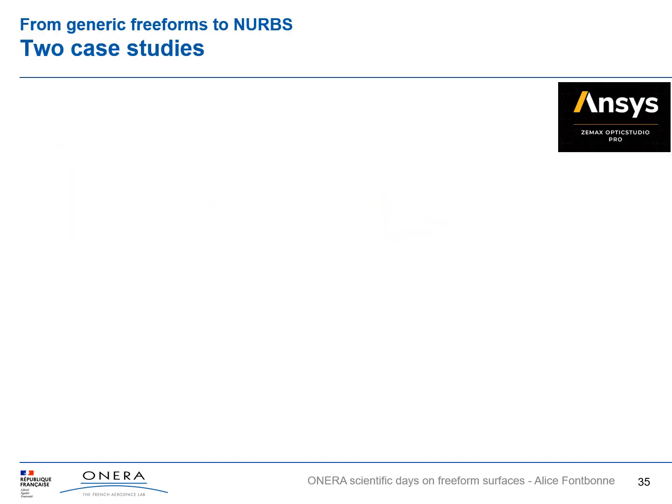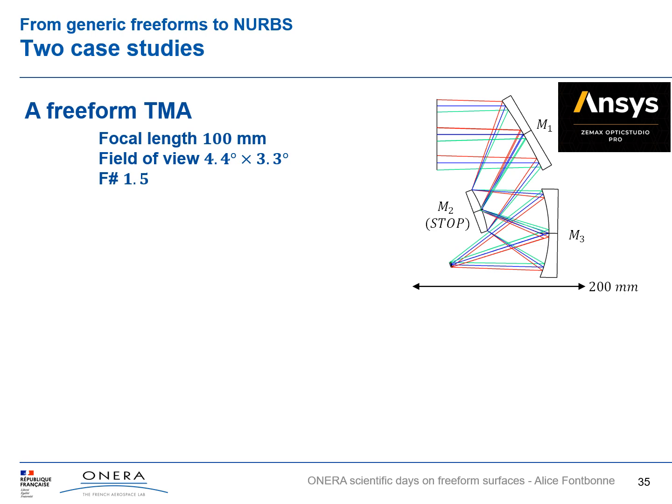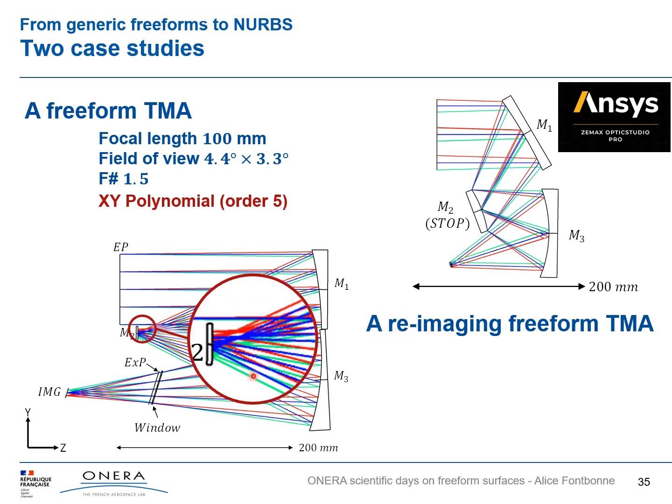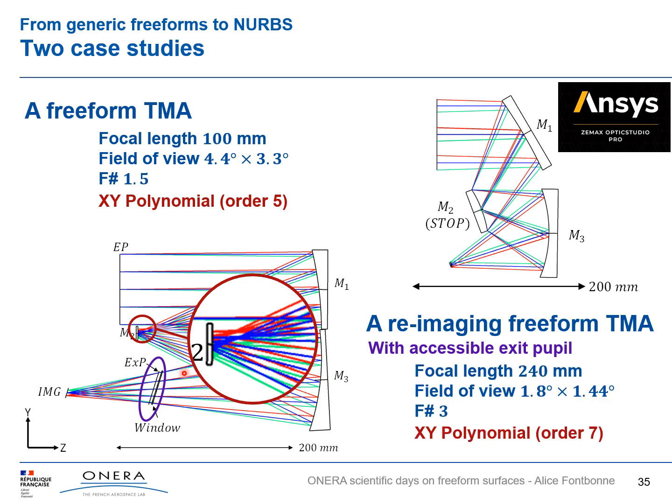So here I'm going to present two case studies. The first is a freeform TMA with also a focal length of 100 mm and this specification. We use XY polynomial of order 5 here. And the second case study is a reimaging freeform TMA. It's reimaging because you have a focal plane here, and there is an accessible pupil here. And the specifications are the following, with XY polynomial of order 7 for the representation of the freeform surfaces.